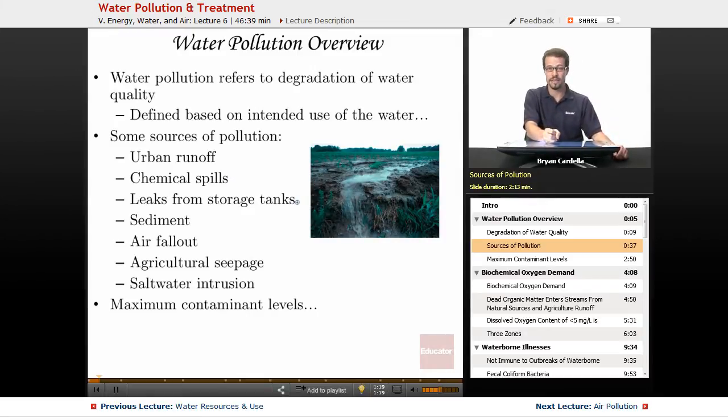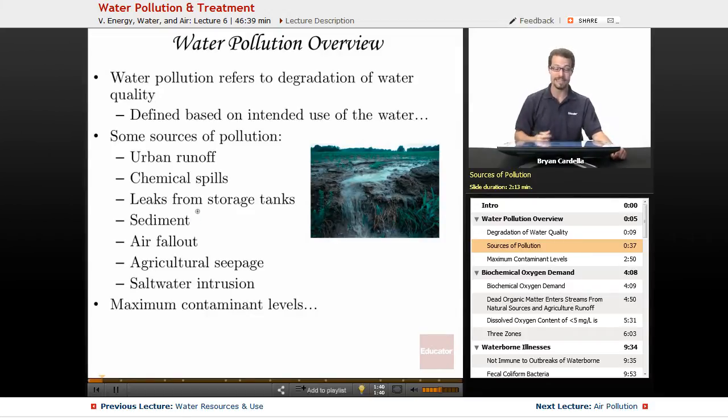Leaks from storage tanks. The storage tank may be old. It may be a lower quality material, whatever it might be. Those leaks can happen above ground or underground. And actually, in recent decades, there have been improvements to the minimum standards required for storage tanks of harmful waste materials. That could be pollutants.